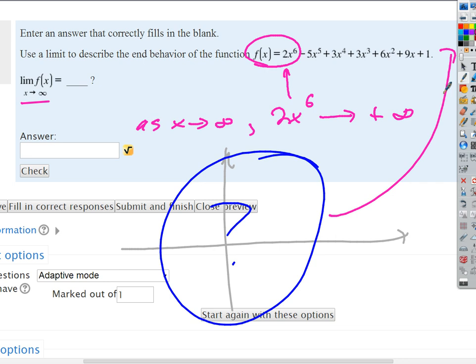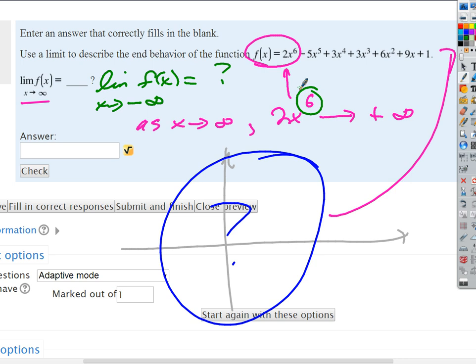Okay, what about the left tail? So if we do the same question, only this time we're going to approach the limit of f of x as x approaches negative infinity, what's that going to be? Okay, let's go back, and once again, we just have to look at that first term. Well, what's going to happen there? If we plug in a very, very large negative number to an even power, what's the result?